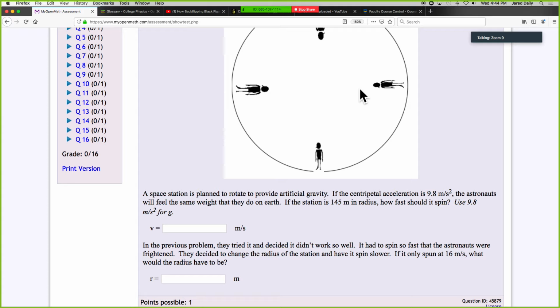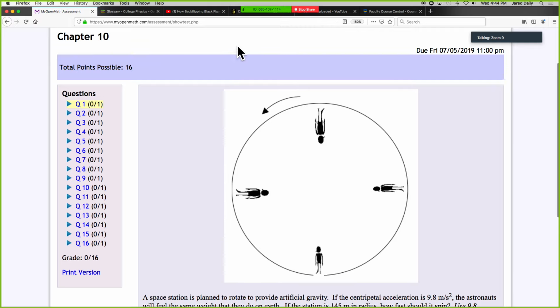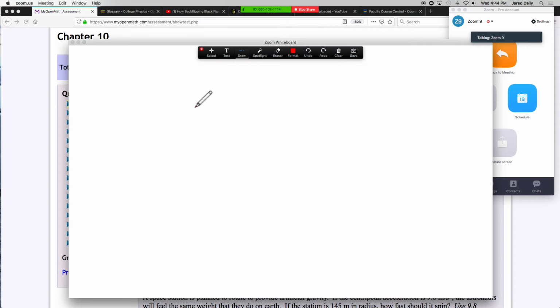But then they say that's too fast. It was making people freak out. So what happens if they spun it at only 16 meters per second? What would the radius have to be? This is just remembering something quite useful to us: the centripetal acceleration equals tangential velocity squared over r. The tangential velocity is the speed that you're going on the edge of the circle, right?